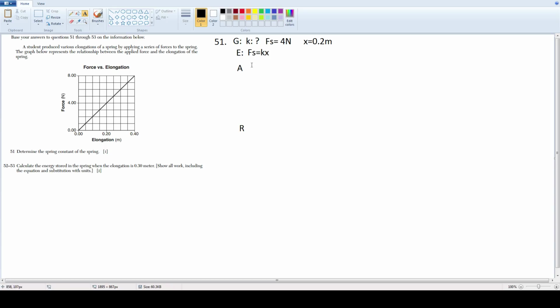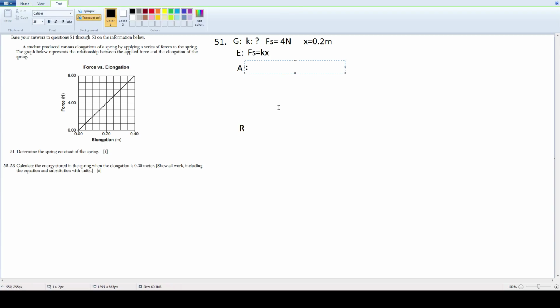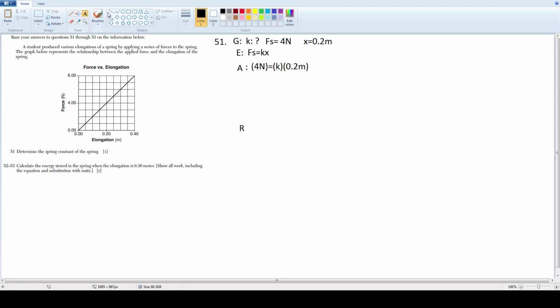Next, we can move on to actually solving the problem. We can start by plugging in all of the values that we have. So 4 newtons is equal to k, since that is the value that we are trying to find, times 0.2 meters, and all we have to do is isolate the k by itself, and to do that we divide both sides by 0.2 meters.